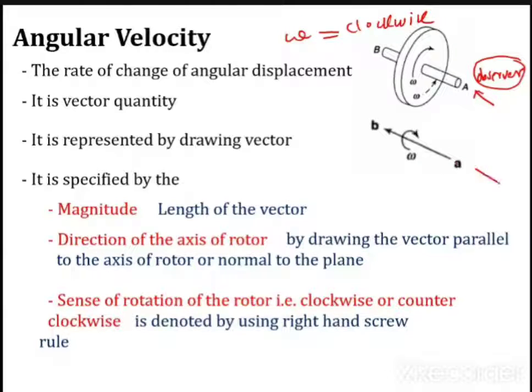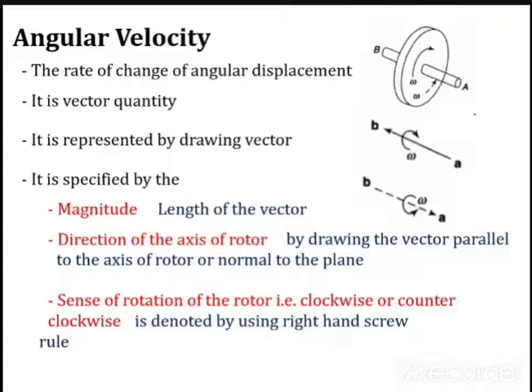What will happen? You can see that this is the observer, so the arrow will be towards the point B, right? Why? Because the rotation is clockwise. So as per the screw rule, you can show the arrow towards the B point. And if the disk is rotating anti-clockwise, what will happen? Let us say this is the observer. So you have to show this arrow towards the observer.